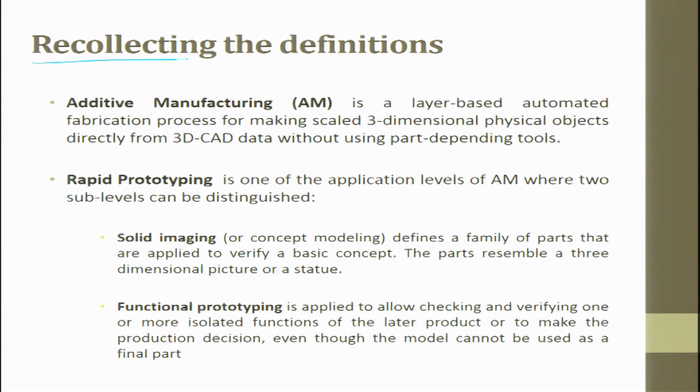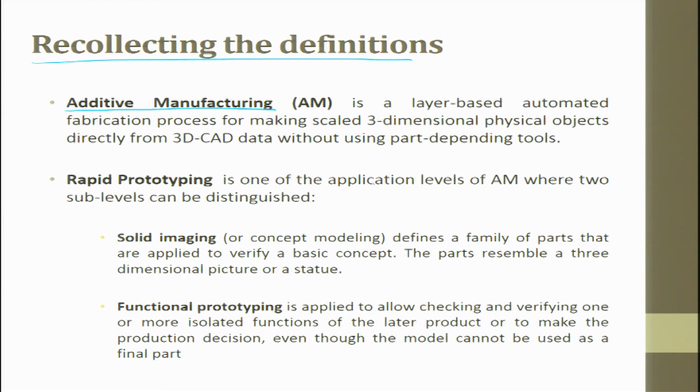So, to recollect and recap whatever we have learned till now, here are some of the definitions. Additive manufacturing is a layer based automated fabrication process for making scaled three-dimensional physical objects directly from 3D CAD data without using part dependent tools. This is the definition for additive manufacturing.